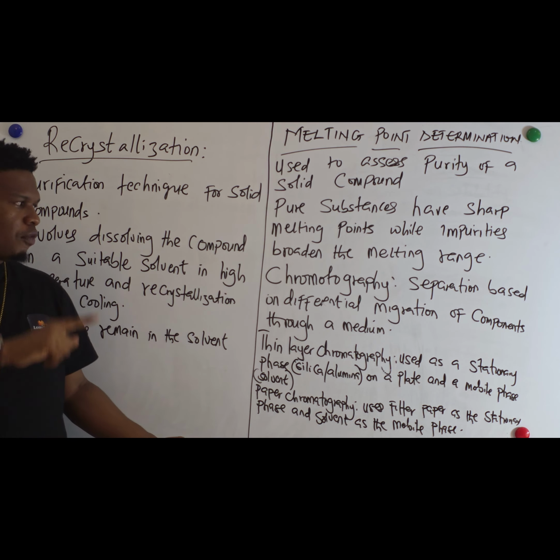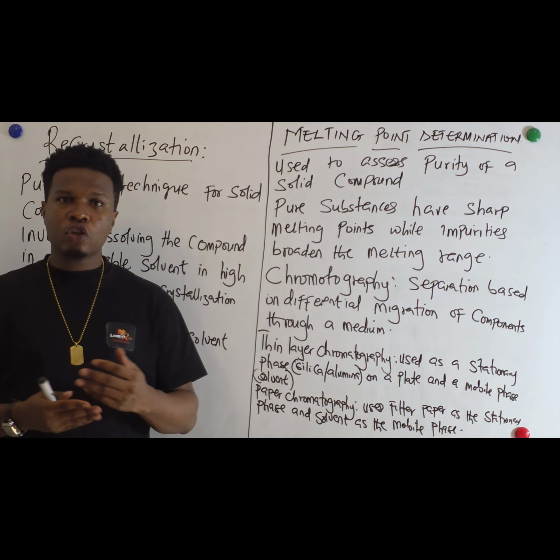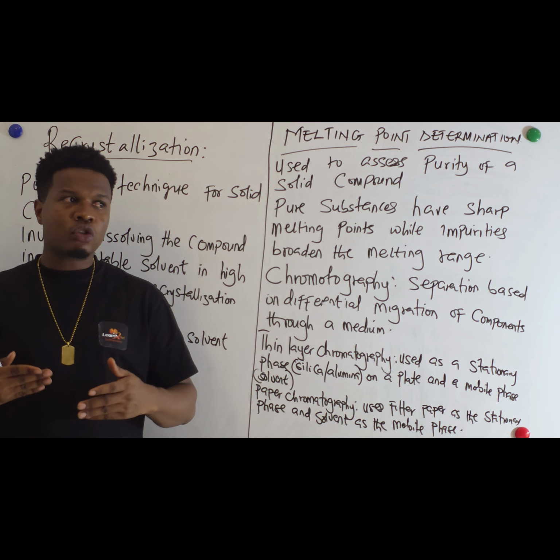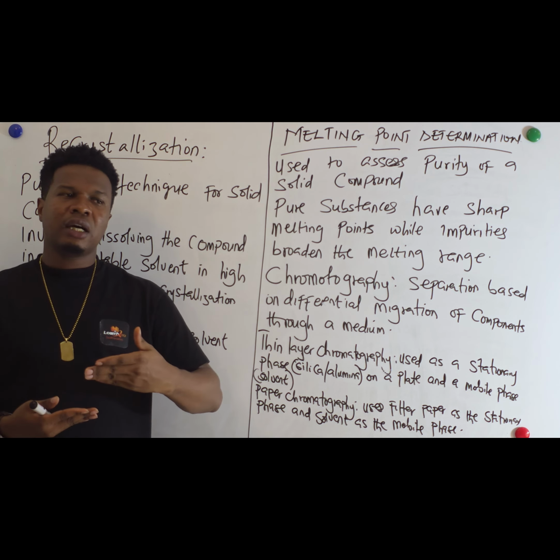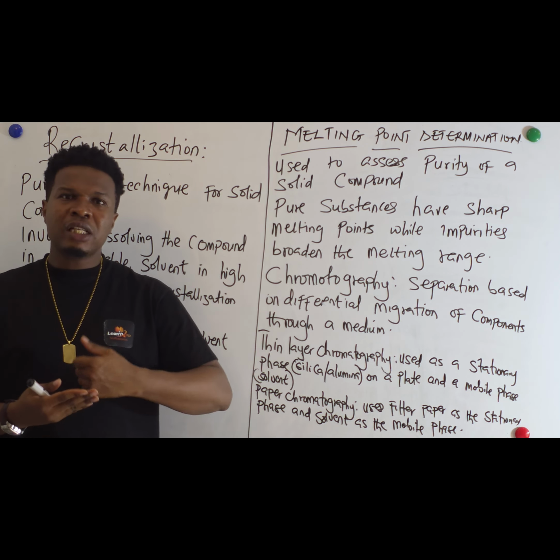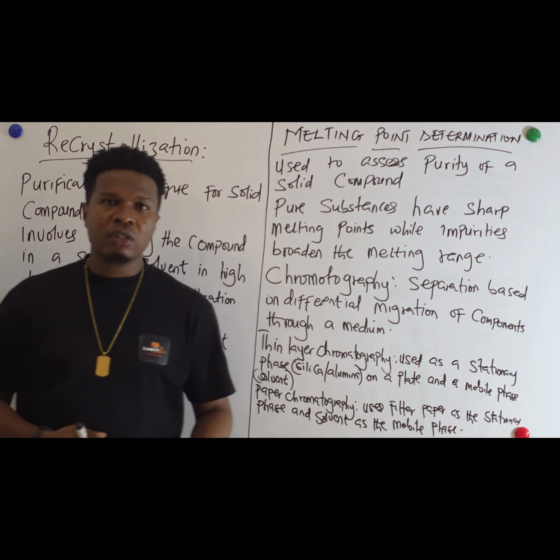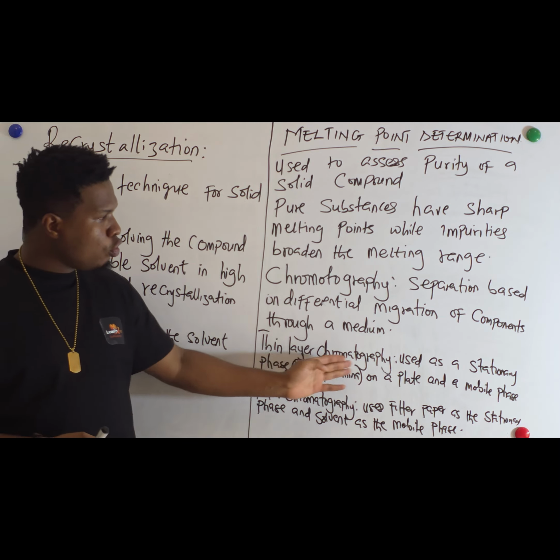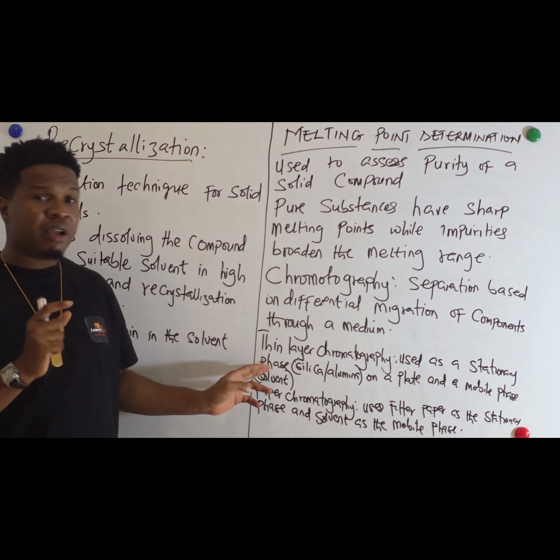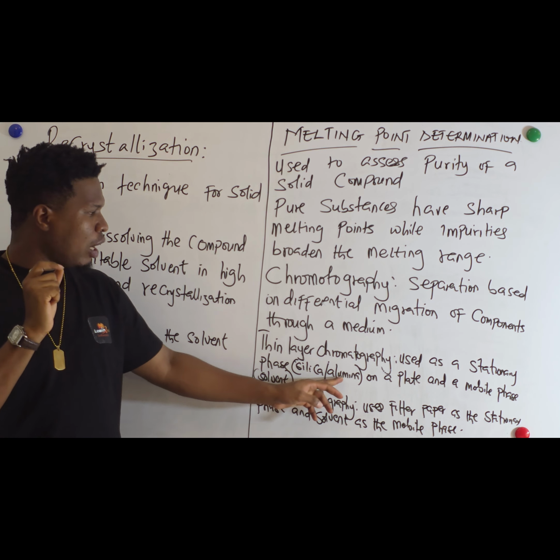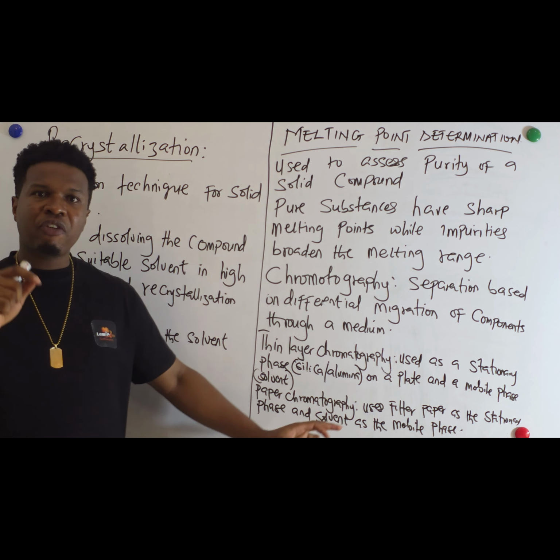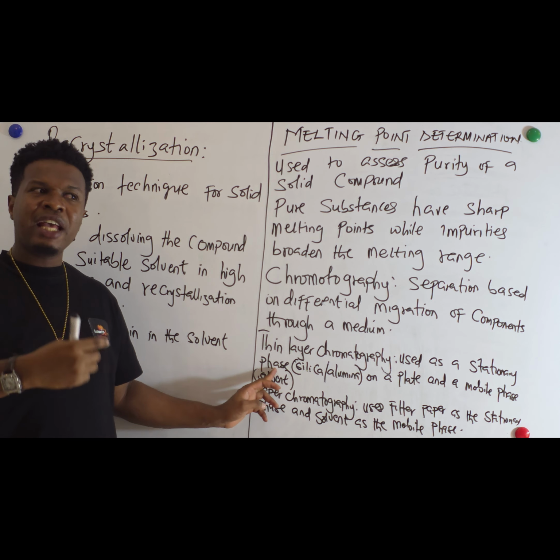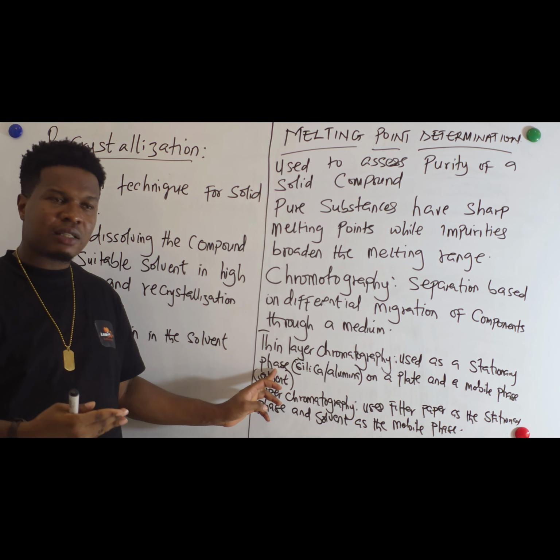For example, we use chromatography to separate the various colors in an ink. You can separate these colors because they travel at different speeds, so the speed at which they travel will indicate which one is which through the mobile phase. The thin layer chromatography uses a stationary phase of silica or alumina on a plate, and the mobile phase is the solvent. There will be a specific solvent for that particular chromatography, which will carry the components you want to separate along with it.